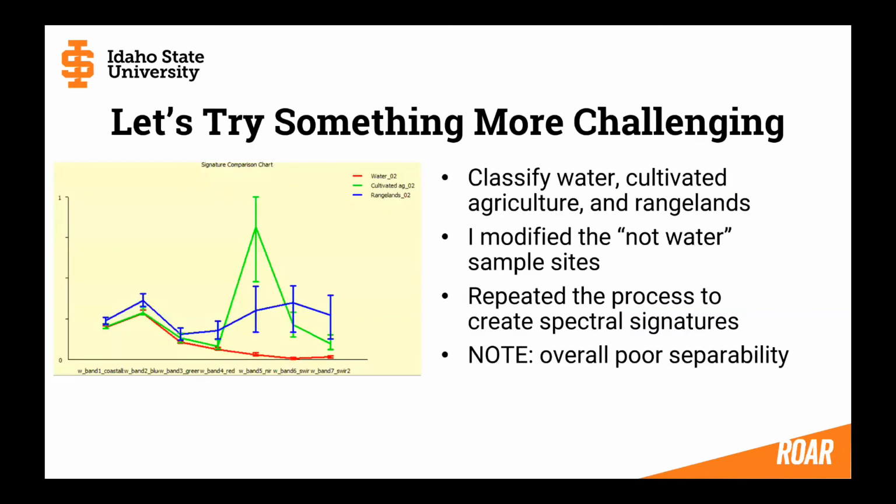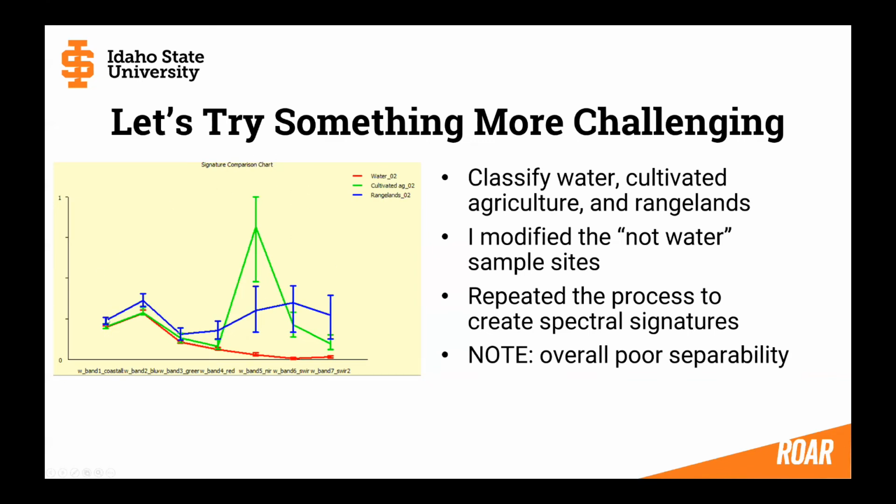That's the real basics of it. But let's try something a little bit more challenging. Let's say we want to classify water, cultivated agriculture, and rangelands, or native grasses, those sort of things, native sagebrush steppe. So what I did is I went back into ArcGIS Pro and I modified my not water sample sites and split them up into cultivated agriculture and rangelands. Then I repeated the process to create spectral signatures. And this is our signature comparison chart.